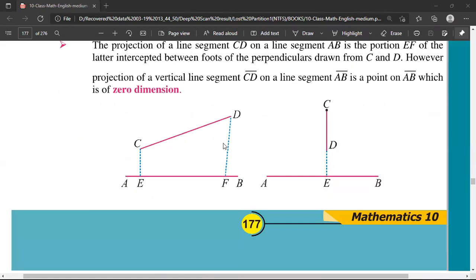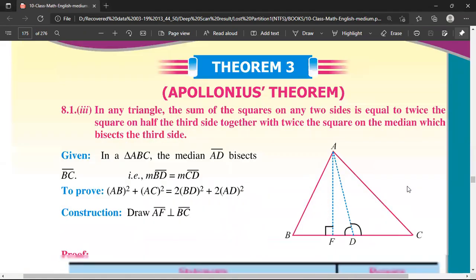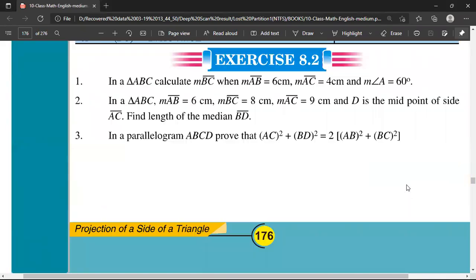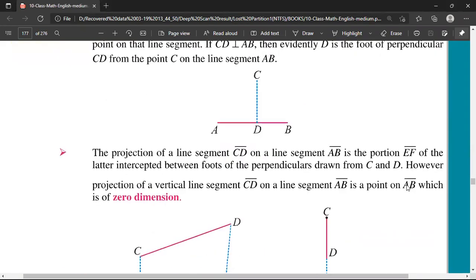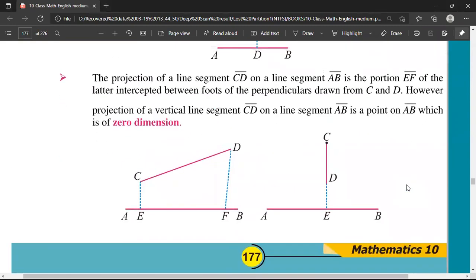So the next definition is about the projection of a line segment. Now the same concept of projection of a point is being utilized for the explanation. If we say that the projection of C for this diagram will be the point E, as I explained above, and we have another point D, so its projection on line AB is point F.